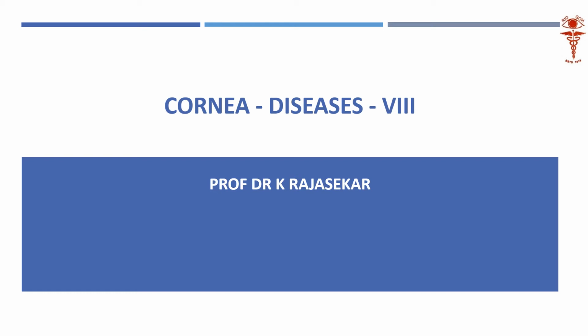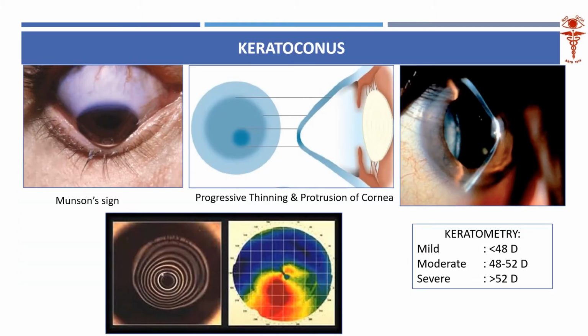So now we come to the final part of the cornea presentations, and in this presentation we will discuss keratoconus, corneal opacities and keratoplasty. Three important short notes for you. All these three are important need-to-know areas, so please concentrate on them.